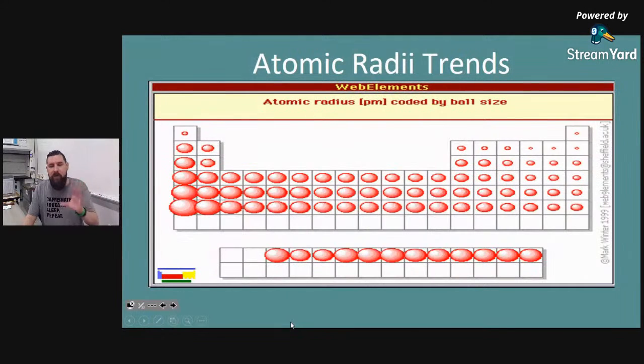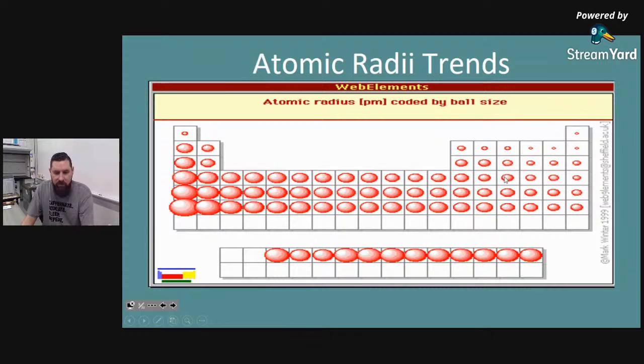Okay? So here's a nice little depiction of atomic radius trends. And again, you can see as you move down a column, that radius increases. As you move across, radius decreases. Now, I do want to mention real quick, this is a general trend. Okay? It's not a consistent decrease as you go across. There are fluctuations in it.